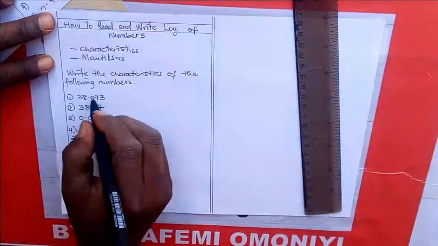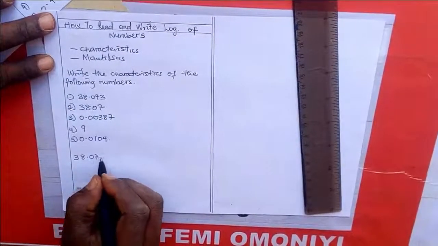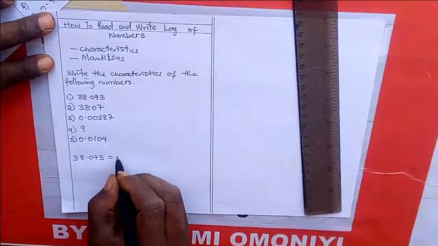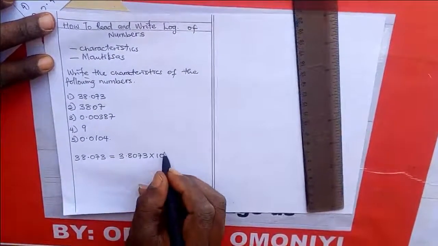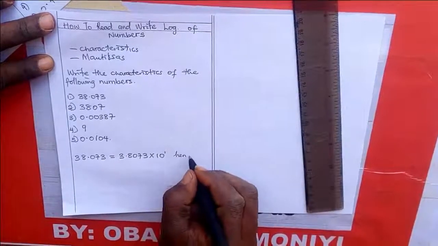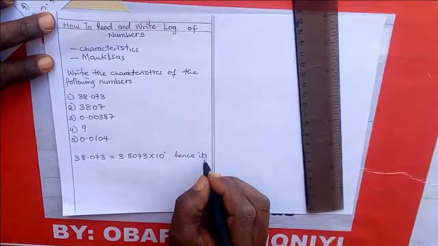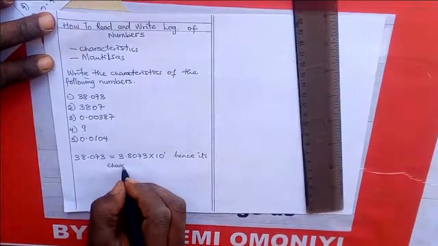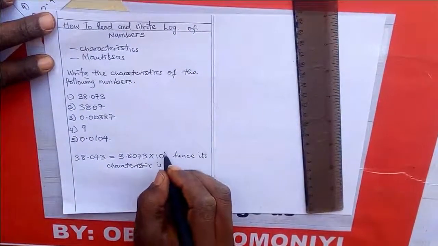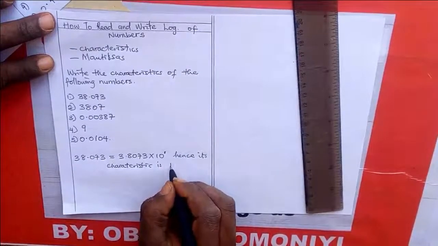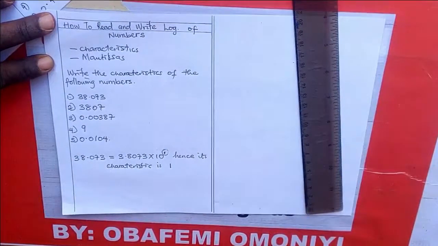So the characteristic of this one, you write 38.073. When you write it in standard form, you have 3.8073 times 10 raised to the power of 1. Hence, its characteristic is 1. This is the characteristic of the number. So I hope you got it.